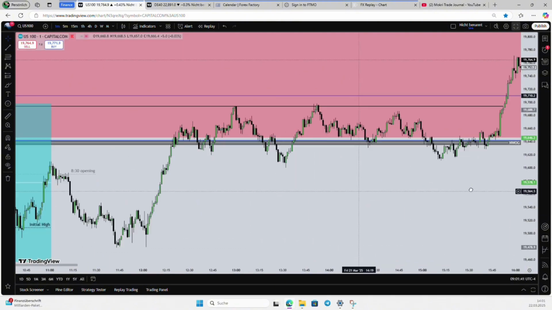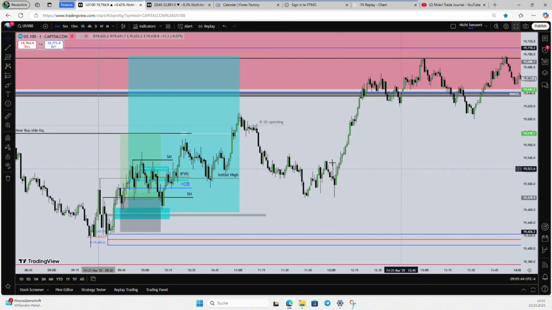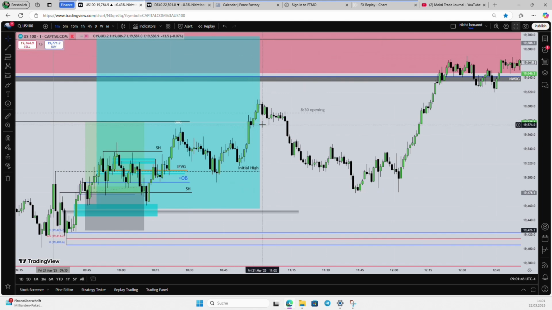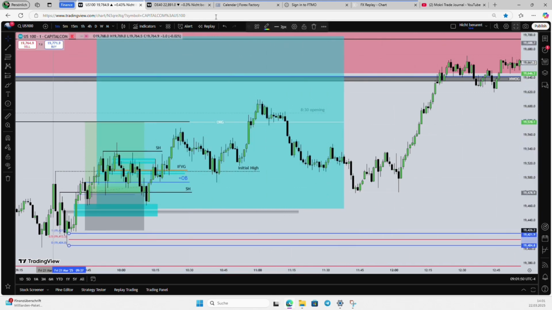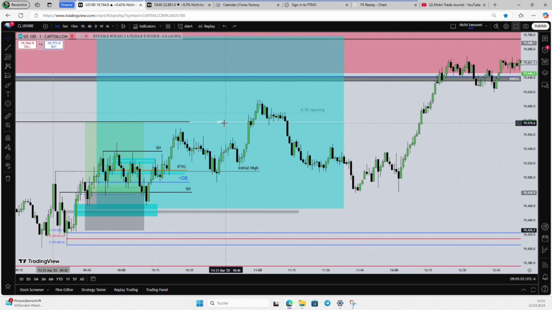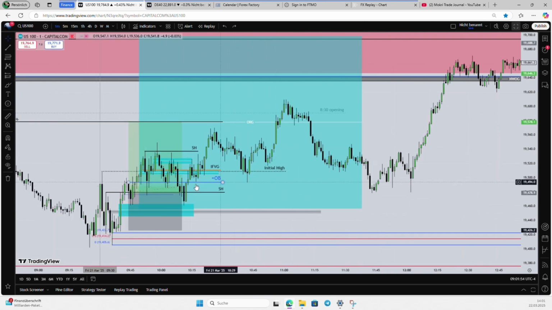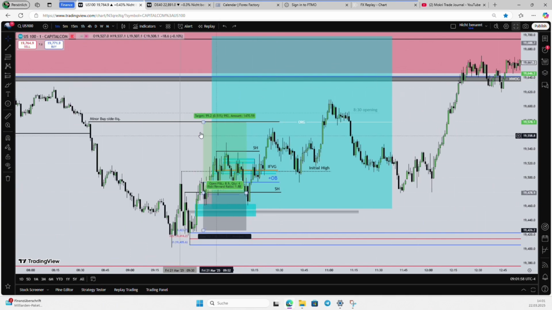You can see here is the new week opening gap, above it is the London high, and also price has been below the midnight open and below the 8:30 opening. So I have many reasons right now to think that price is going to go higher. And let me clarify this for you guys.